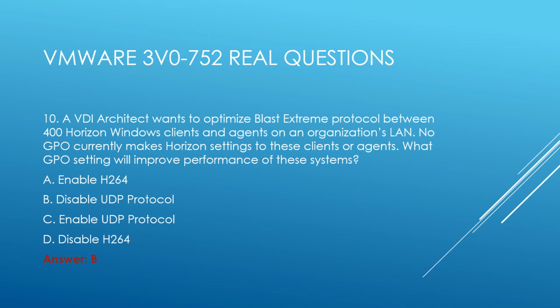10. A VDI architect wants to optimize Blast Extreme protocol between 400 Horizon Windows clients and agents on an organization's LAN. No GPO currently makes Horizon settings to these clients or agents. What GPO setting will improve performance of these systems? A. Enable H264. B. Disable UDP Protocol. C. Enable UDP Protocol. D. Disable H264. Answer: B.